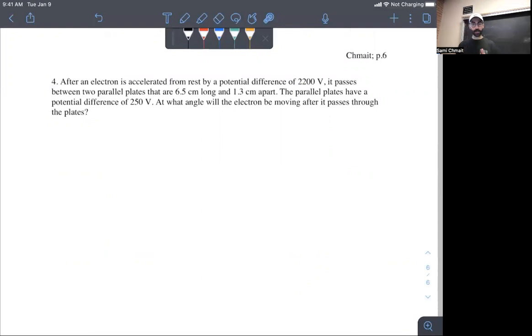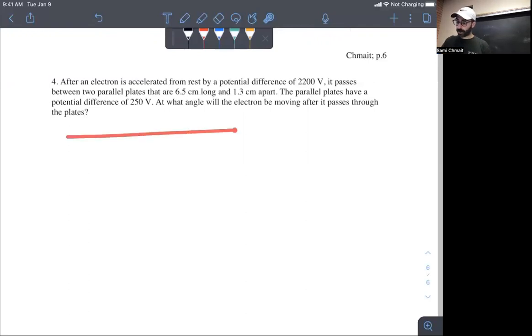This is a tricky question, and if this was on an exam, it is exam caliber, but it would be a hard question because you have to use a variety of things to solve it. We have an electron accelerated from rest by a potential difference of 2,200 volts. It passes through 2 parallel plates that are 6.5 centimeters long and 1.2 centimeters apart. The parallel plates have a potential difference of 250 volts. At what angle will the electron be moving after it passes through the plates?